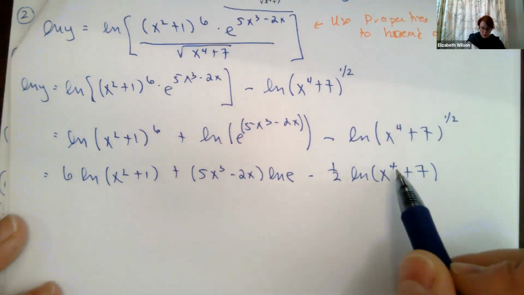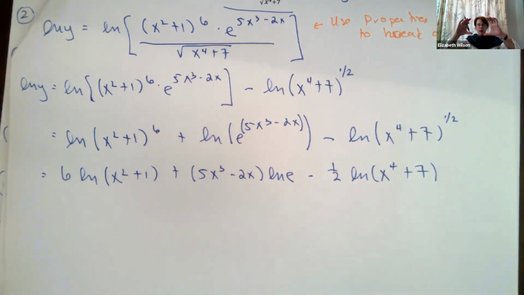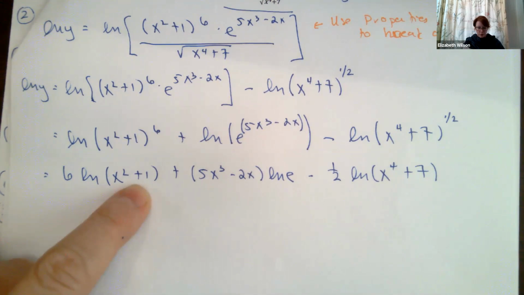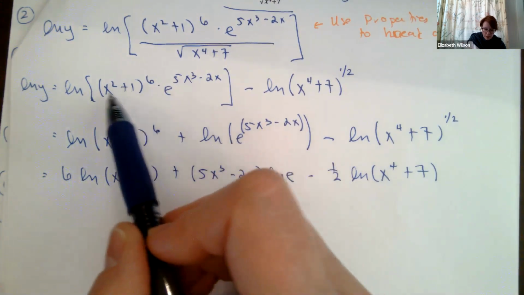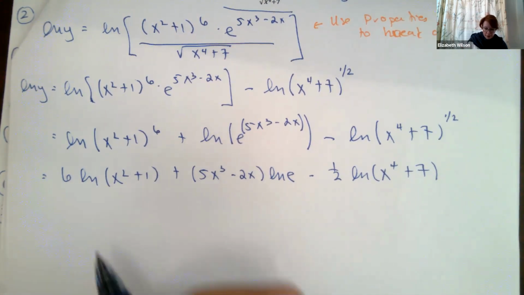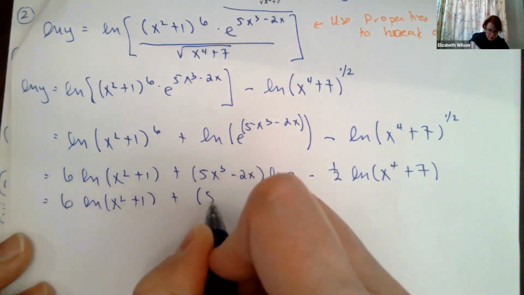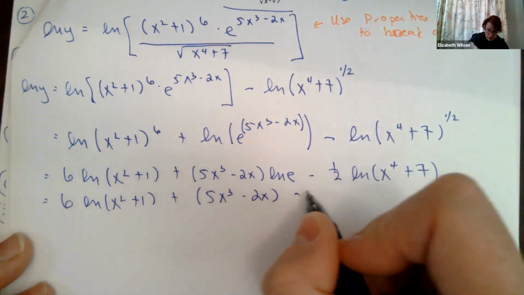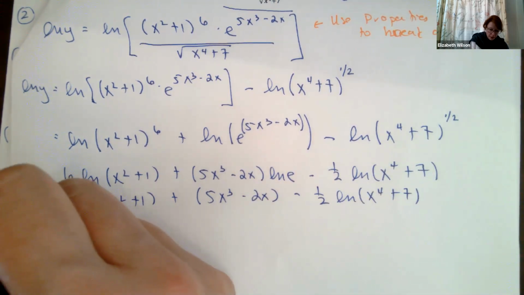Don't be lulled into a sense that you can distribute your ln here. Remember what we said: if it's ln of something, of a block, it stays as a block. I've got x squared plus 1. I've got things that are being added and subtracted. They stay together inside the ln. It's only when I've got a product of multiple terms that I can break those up into the addition of the natural logs. But if it's adding, I'm done. Now here, this ln of e is equal to 1, so I'll do one last step: 6 ln of x squared plus 1 plus 5x cubed minus 2x minus 1/2 ln of x to the 4th plus 7. And this is equal to the ln of y.